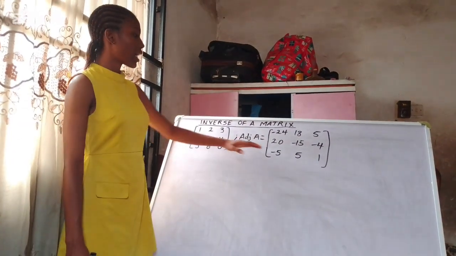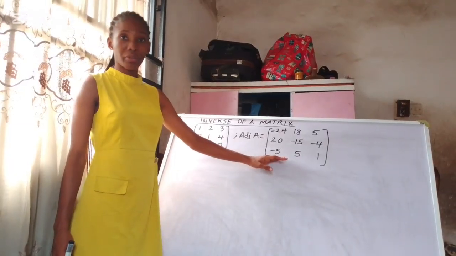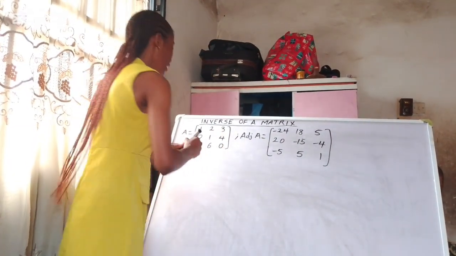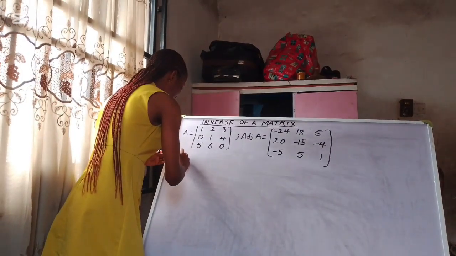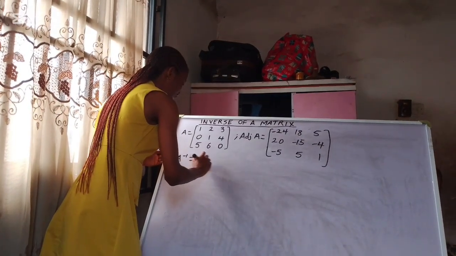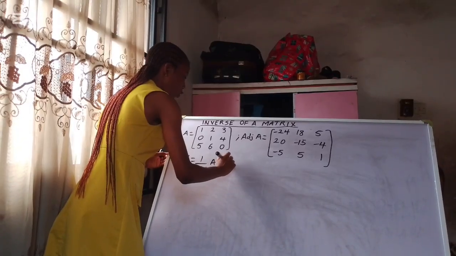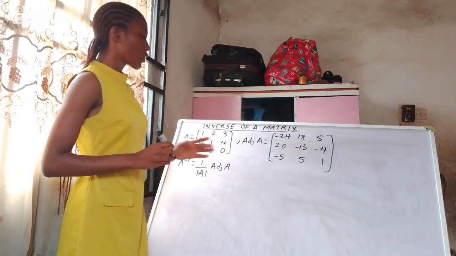These are matrix A and these are our adjoints from our previous video. So the formula still remains the same. The inverse still remains 1 over your determinant times your adjoint. So let's get the determinant for our 3 by 3 matrix.